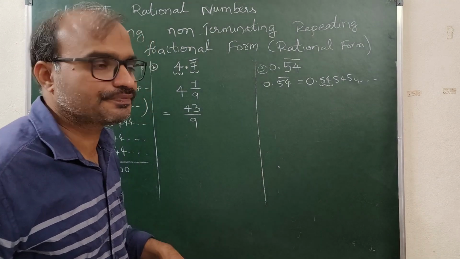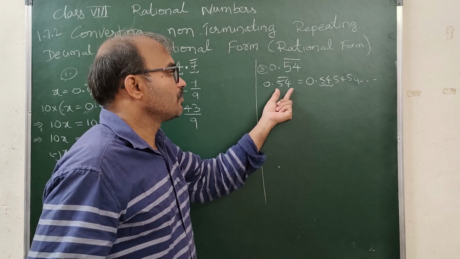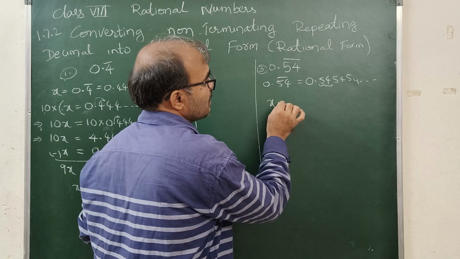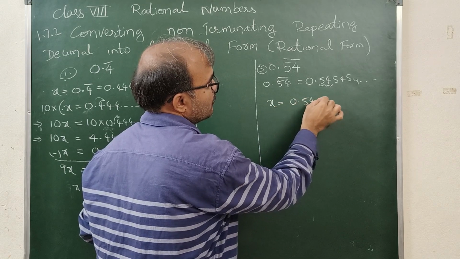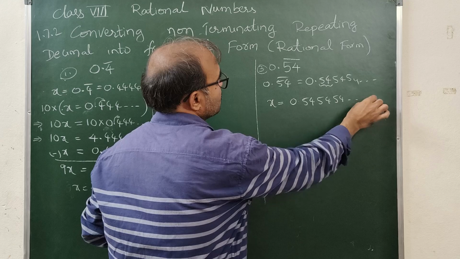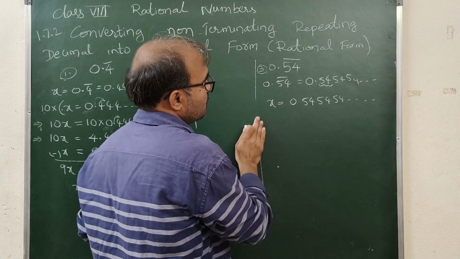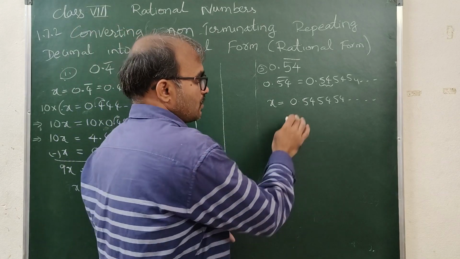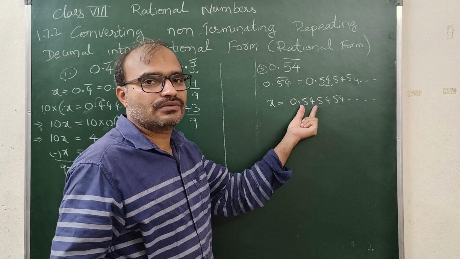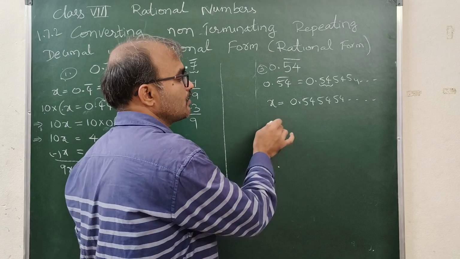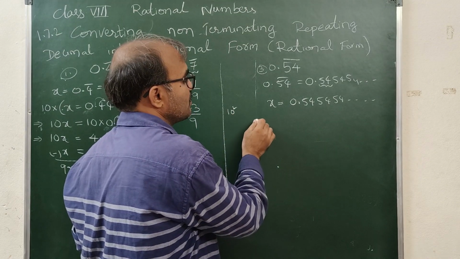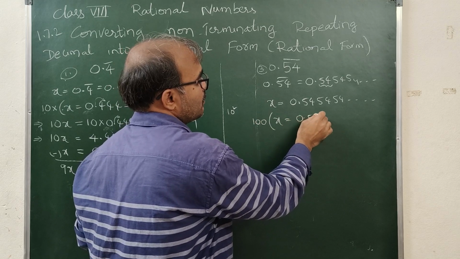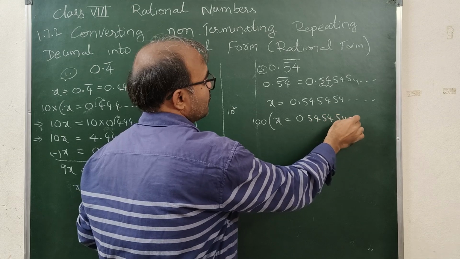Now observe this. Here in the repeating part, 2 digits are there. First, you have to consider the given number as x, 0.545454 and so on. In the repeating part there are 2 digits, meaning periodicity is 2. So you have to multiply by 10 square, which means 100. 100 into x is equal to 54.5454 and so on.